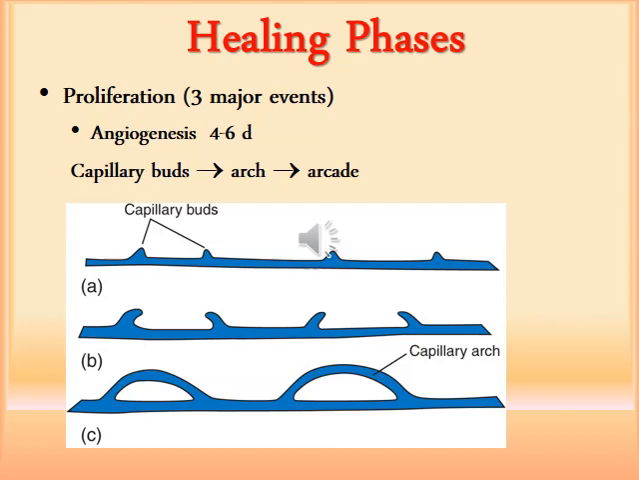Usually this takes about 4 to 6 days to take place, and as you can see, what goes on here is you get little buds forming, all the way to arches, and then you get what's basically called an arcade. So these capillaries form. Now these are only temporary capillaries. They don't remain there once you get into the remodeling phase. These capillary arcades that form once all the arches are built collapse and are no longer there. They're basically there to improve blood flow into the area.